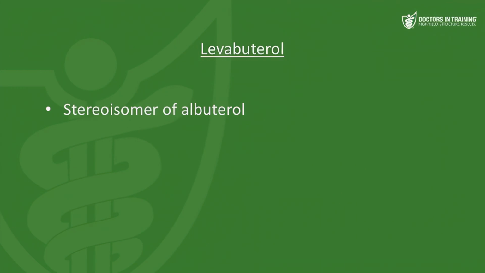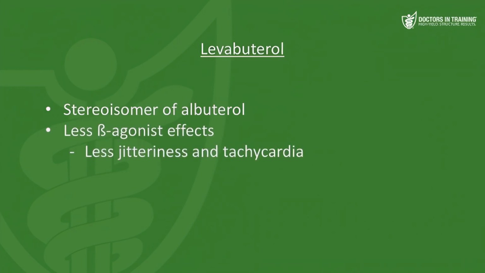Levalbuterol is a stereoisomer of albuterol and may have less beta agonist crossover effect, so they should have less tachycardia and less jitteriness. In my practice, I don't always see it makes that much of a difference.